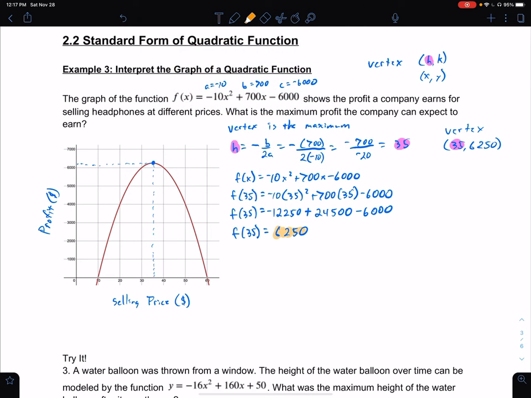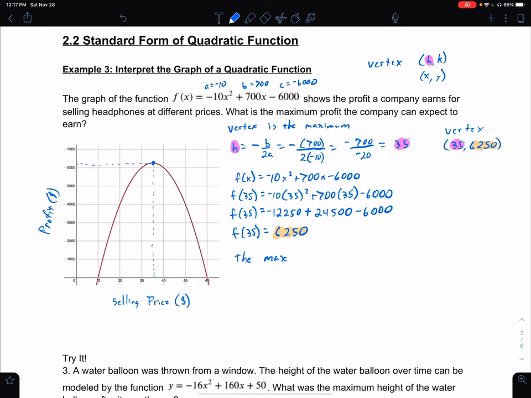I love color coding things. And that makes sense because again, we said that our profit based on our graph should be over 6,000. All right, and 6,250 fits that. So what is the maximum profit the company can expect to earn?